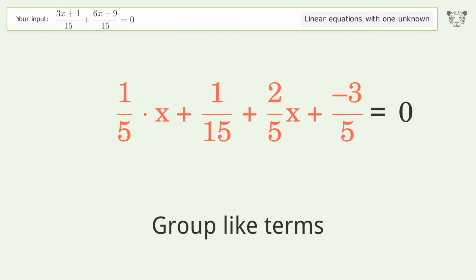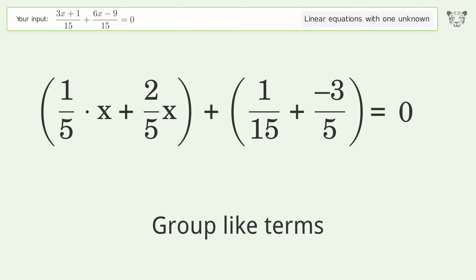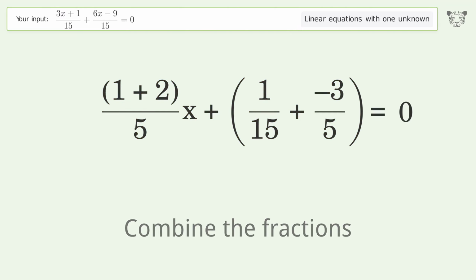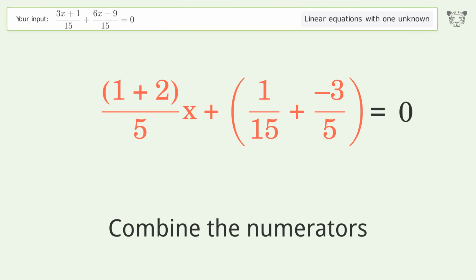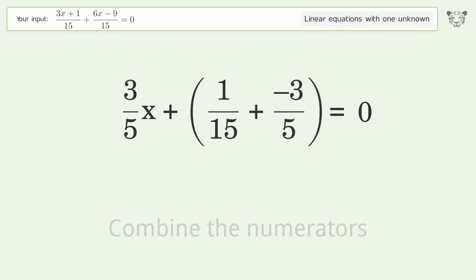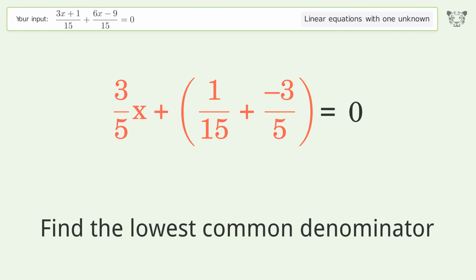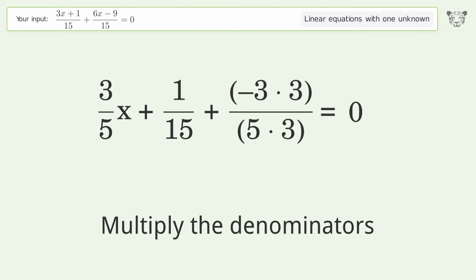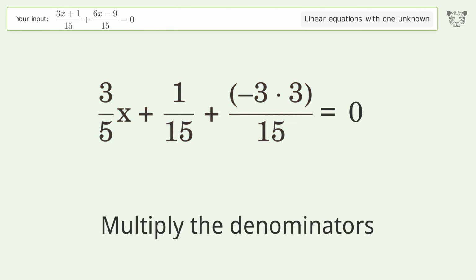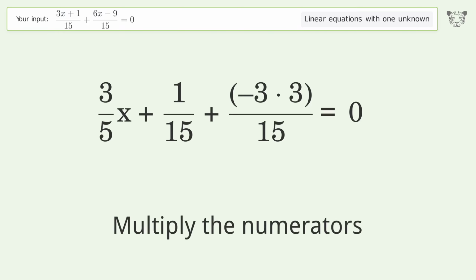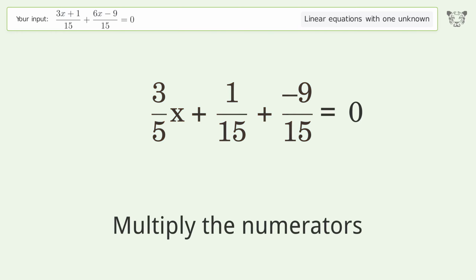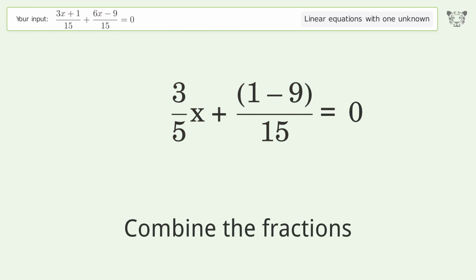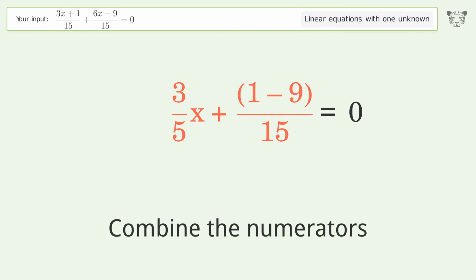Group like terms. Combine the fractions. Combine the numerators. Find the lowest common denominator. Multiply the denominators. Multiply the numerators. Combine the fractions. Combine the numerators.